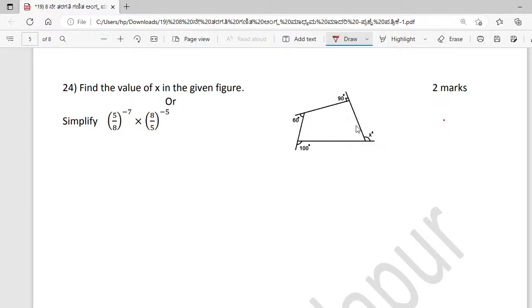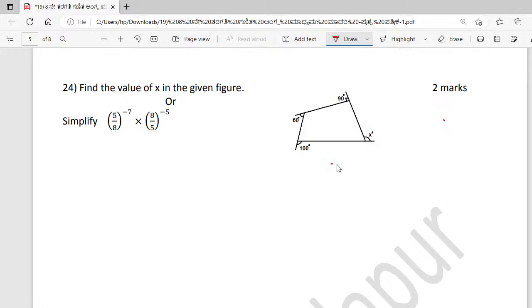There is one property related to the exterior angle. What is that property? The sum of exterior angles is equal to 360 degrees. That means when we add all these exterior angles, the total will be equal to 360 degrees. That is what the property says.